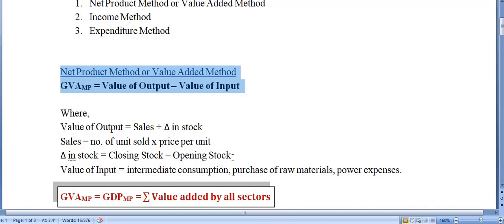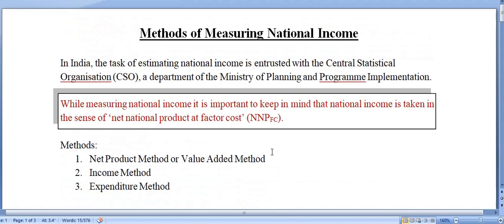So please learn this part and try to understand it. In this chapter, measurement of national income, you have to understand 80% and learn 20%, because this chapter is about mathematics. So you have to learn only 20%, but the remaining 80% you must understand. So please learn these formulas. Then we will go to the numericals.